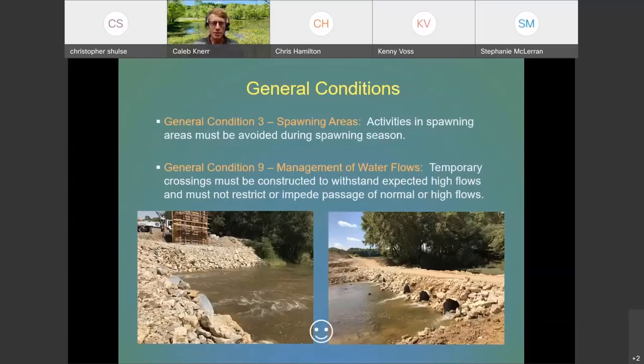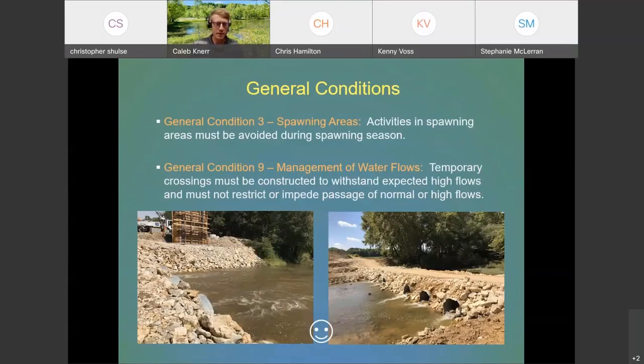General condition 3 just references spawning areas, and so activities in spawning areas must be avoided during the spawning season. I'll show you a map later on of some spawning restriction streams and different things we look at to show us where those restrictions are in place. Typically they're in the spring. A lot of streams are March 15th to June 15th, but depending on the aquatic organisms and the stream you're in, those can vary, and we try to place job special provisions in the contracts to notify the contractors of those requirements.